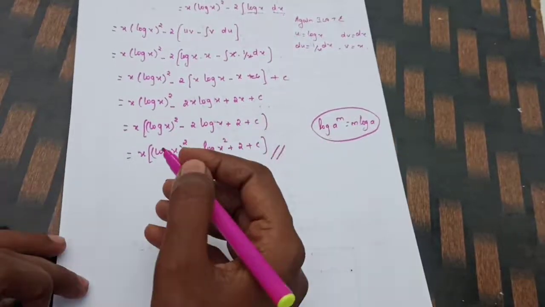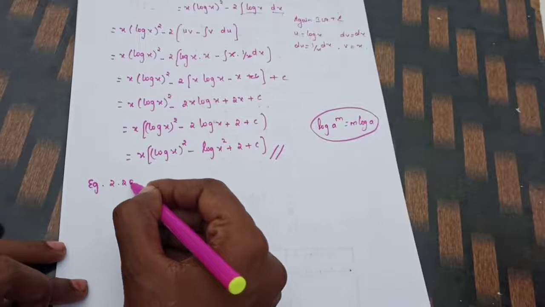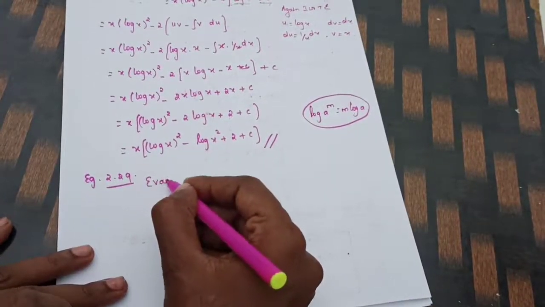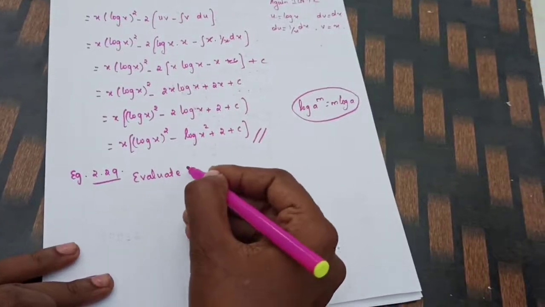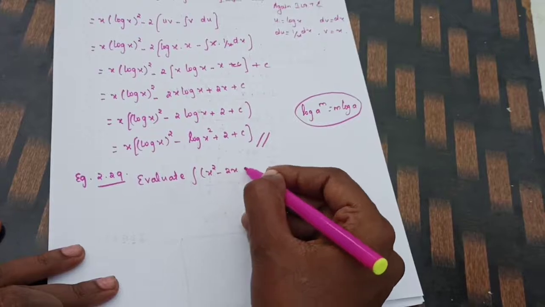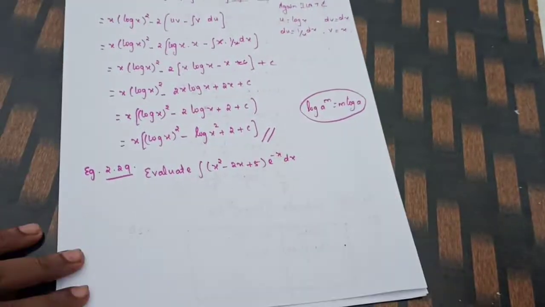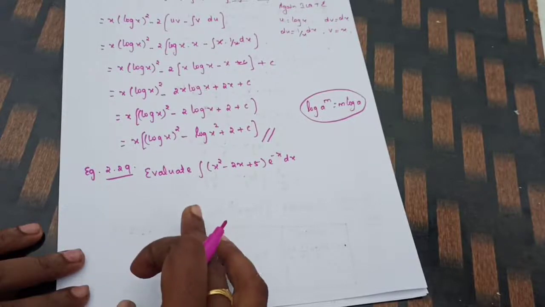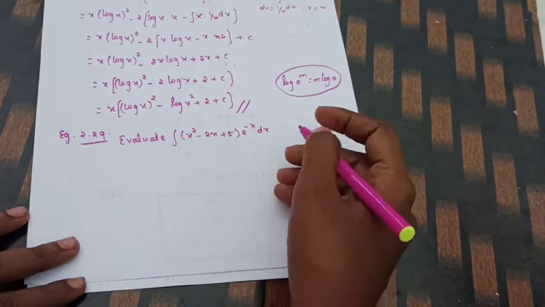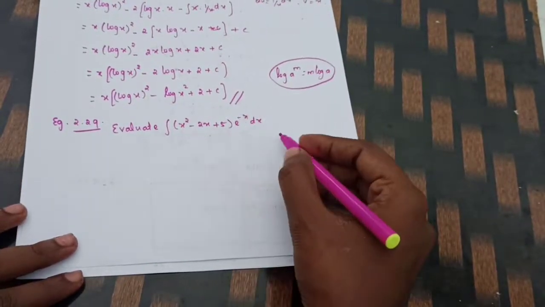Okay, let's move to the next example. Last example, that is example 2.29. I'm writing the question. Evaluate the integral of x square minus 2x plus 5 into e power minus x dx. Listen here, ma. This problem will be very easy if you use Bernoulli's theorem, because differentiation will be easy. According to that you can choose it.